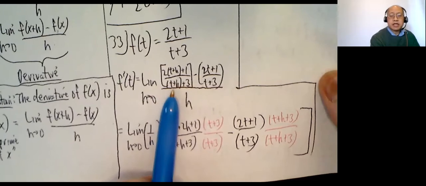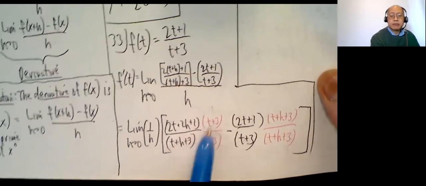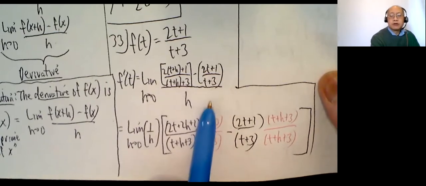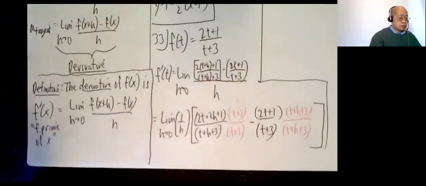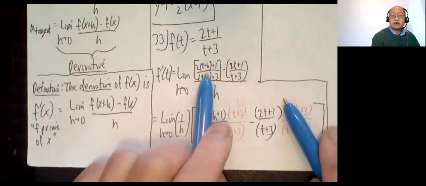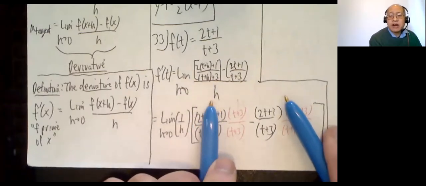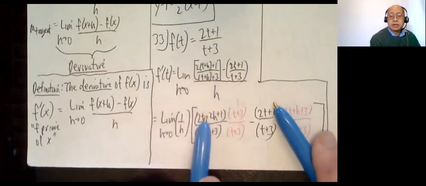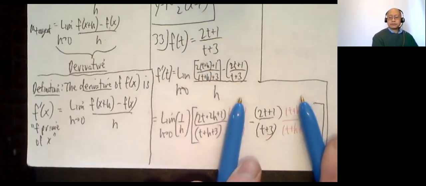The bottom is t plus h plus 3. Temporarily ignore the red. Minus 2t plus 1 over t plus 3. Okay, so far from here to here, all I did was instead of dividing by h, I multiplied by 1 over h, multiply this out, and leave a space.